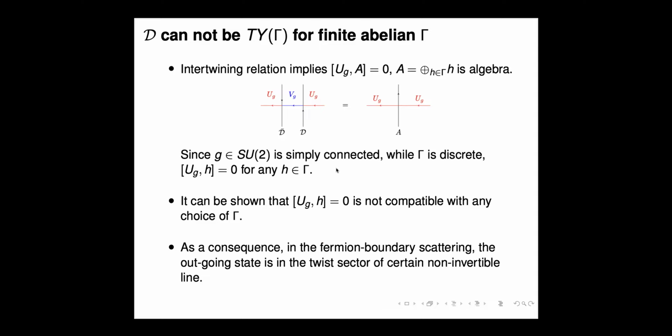But the consequence of this statement is that in the fermion boundary scattering, the outgoing state, which should be attached to an element in A, cannot be invertible. It must be non-invertible.